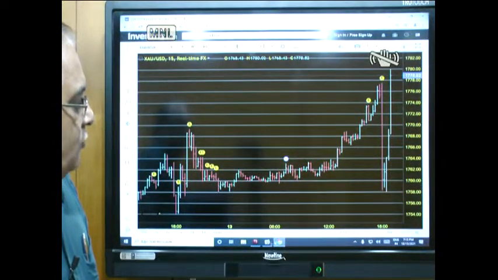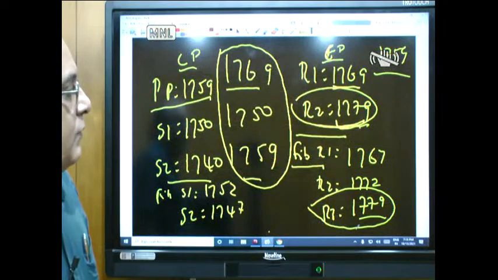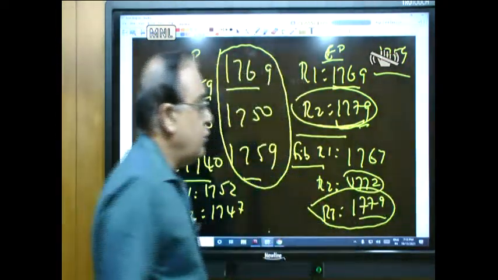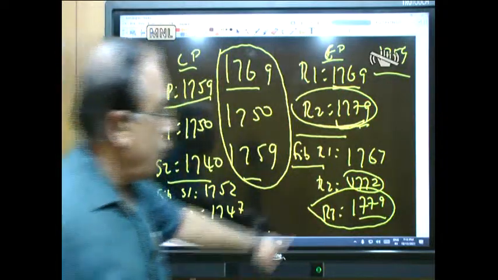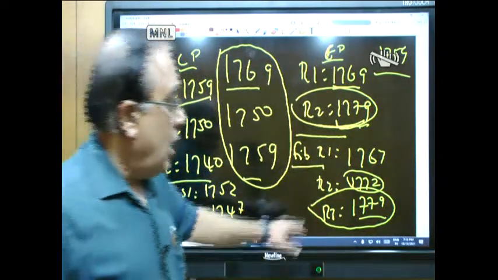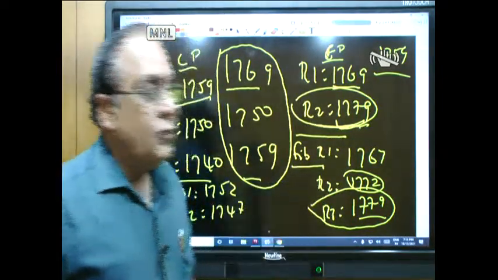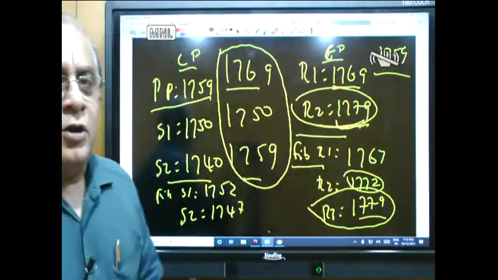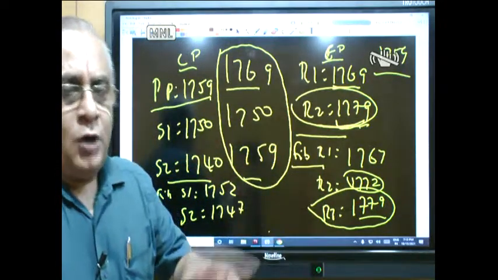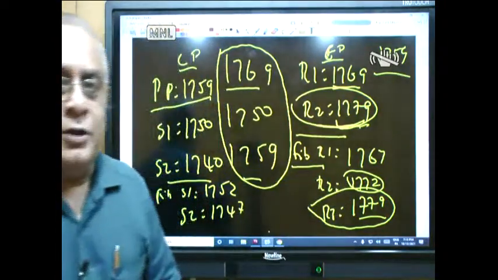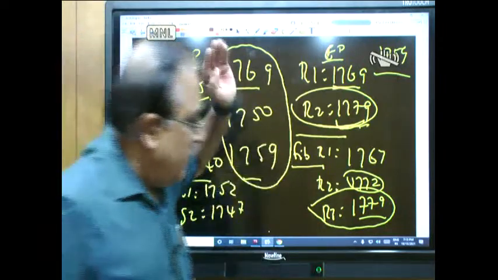Now let's look at what the Fibonacci R2 is: 1772. So right now what we should do is keep a stop at 1772, because it has crossed R3, 1779 of classic Fibonacci, of the Fibonacci pivot. So now the support is going to come at 1772. If it is going to break below 1772, how should you trade? Now you should look for a support which is closer to 1772.